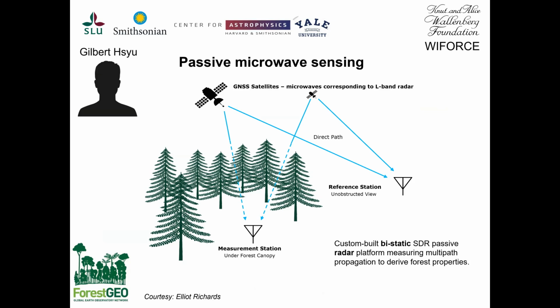And the idea here is that we will have one receiver under the canopy and one receiver outside the canopy. Then we can compare these scattering patterns, where this one will scatter through the canopy, and this is the unobstructed line of sight to the satellites. These GNSS satellites, again, correspond to L-band radar systems, so they have the same properties as we can derive, for example, from the tower or the drone.